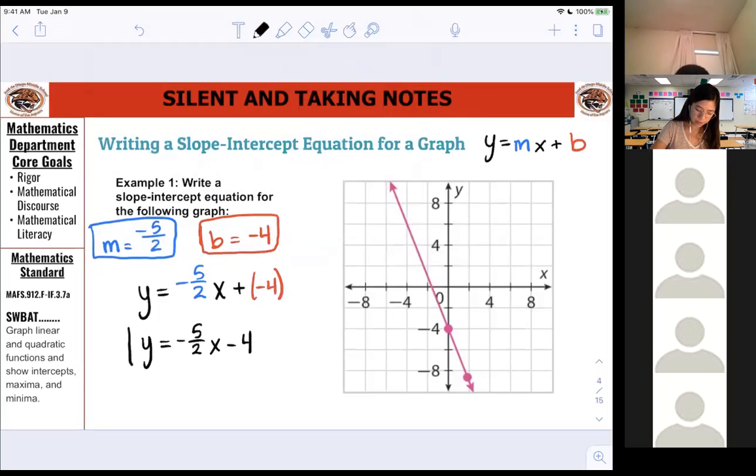Y equals -5/2x minus 4. Okay, so all I'm doing is filling in the blanks with the slope and the y-intercept. Do I have any questions on that so far?